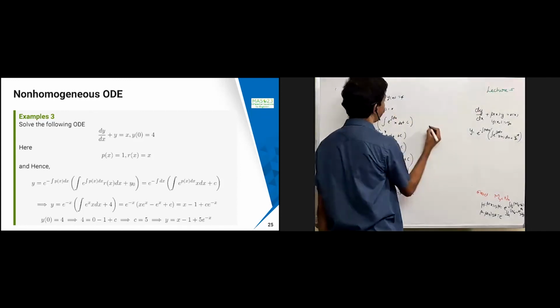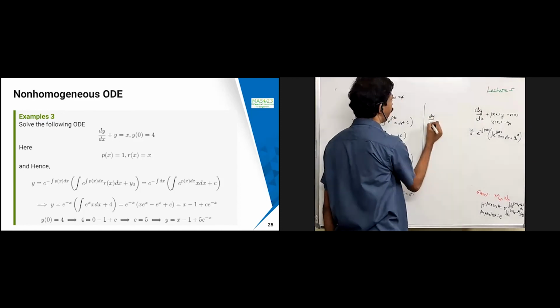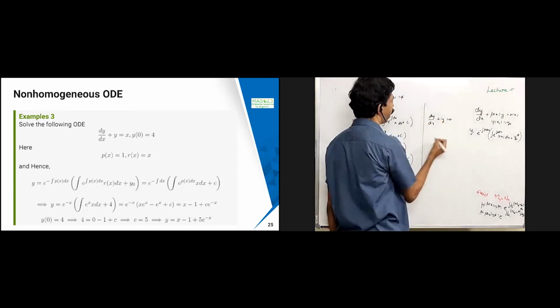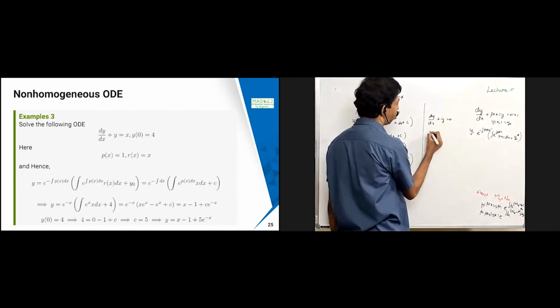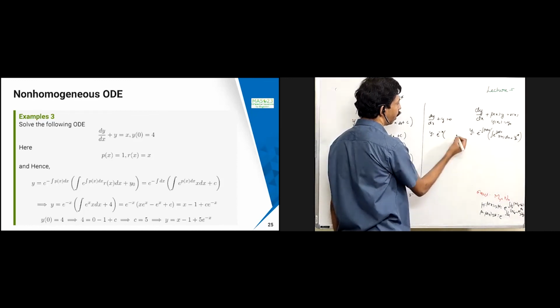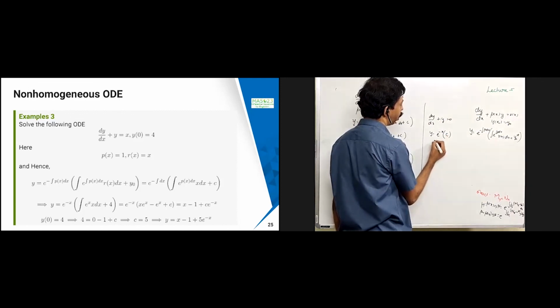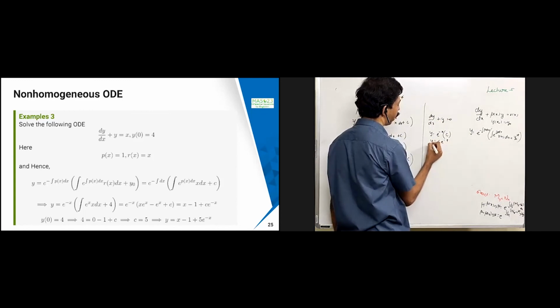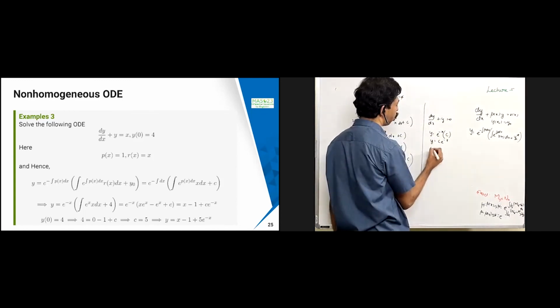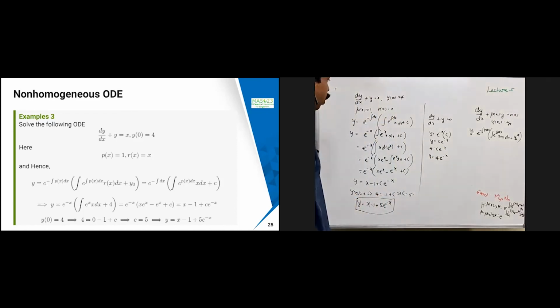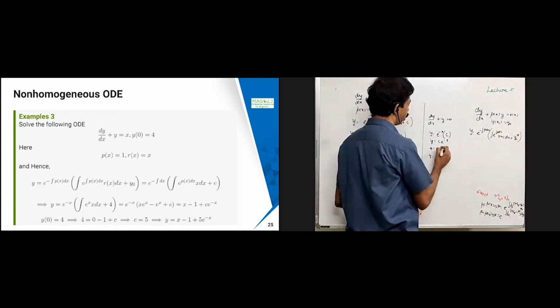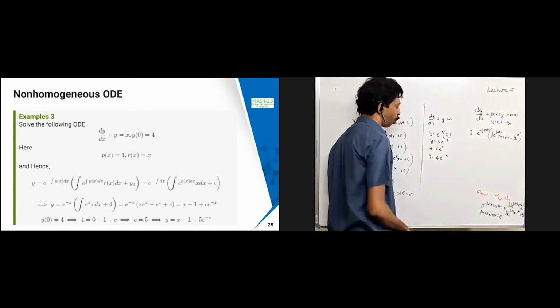Suppose we are solving this problem: dy by dx plus y equal to 0. In that case, what is going to come? Again the same thing. Y equals e power minus integral p dx, so that is going to become e power minus x, integral e power x times 0, this is going to become 0. Only c is going to come. So c into e power minus x is y. Now if we substitute y of 0 equal to 4, in that case 4 equals c into e power 0, so c equal to 4. So y equal to 4 into e power minus x is going to come.